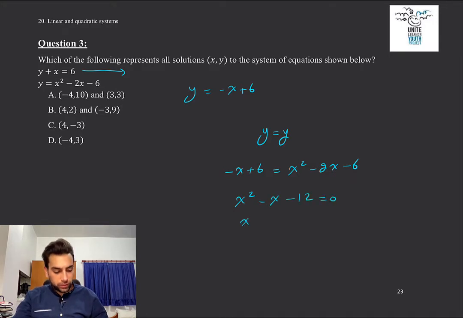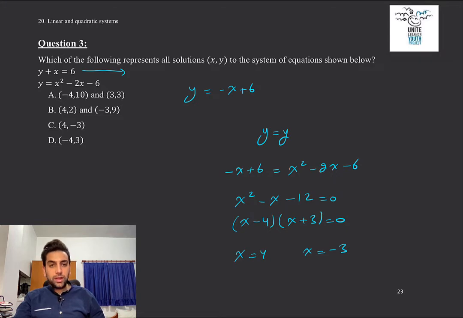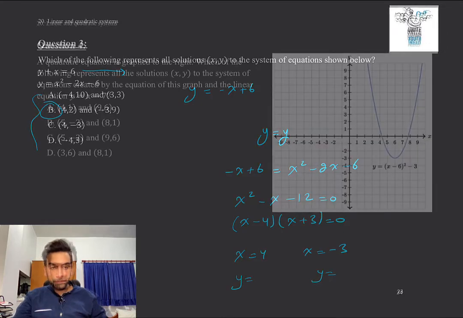be factorized into (x minus 4) times (x plus 3) is equal to 0, which has the roots x equals 4 and x equals -3. Remember, those are the x values, they still have y values. But looking at the solutions here, we have 4 and -3 as choice B only.